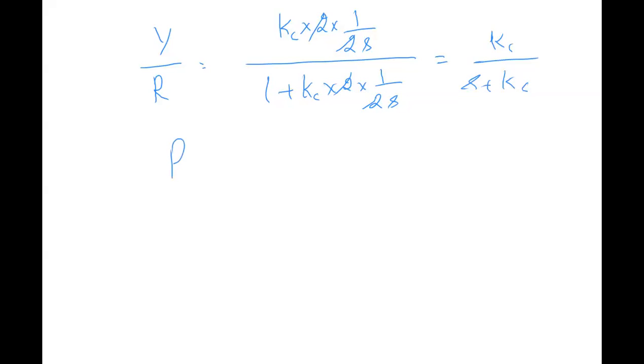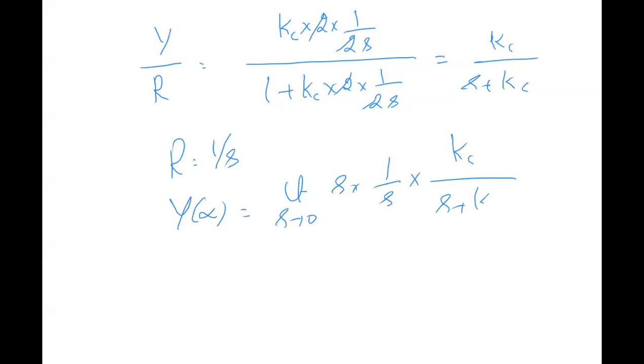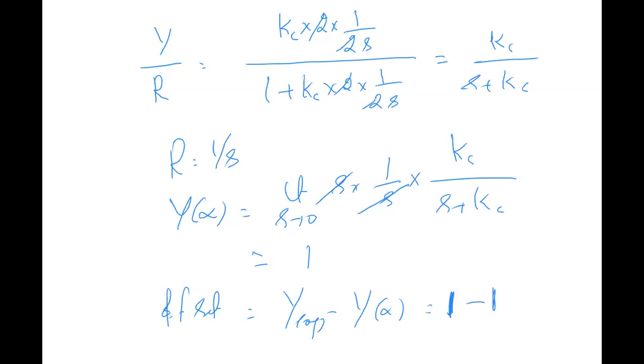Okay. Now R is equal to 1 by S. So what is Y of infinity now? Limit S tends to 0, S into 1 by S into Kc by S plus Kc. So now S and S will cancel. If you put S equal to 0, then this is 1. The offset is Y expectation minus Y infinity. Y expectation is 1, since there is a change in the set point of 1, and what is actually achieved is also 1. So your offset is 0.